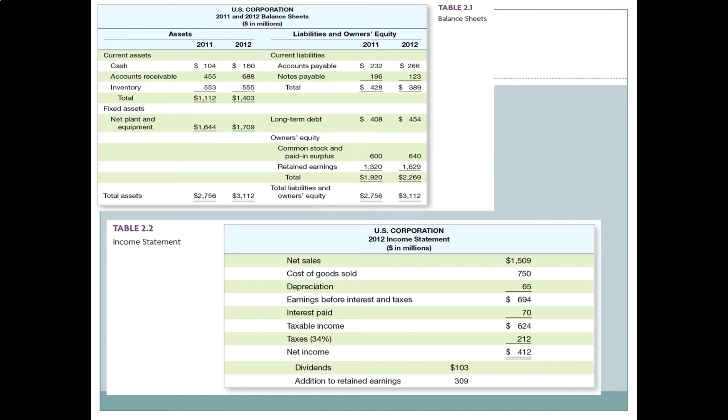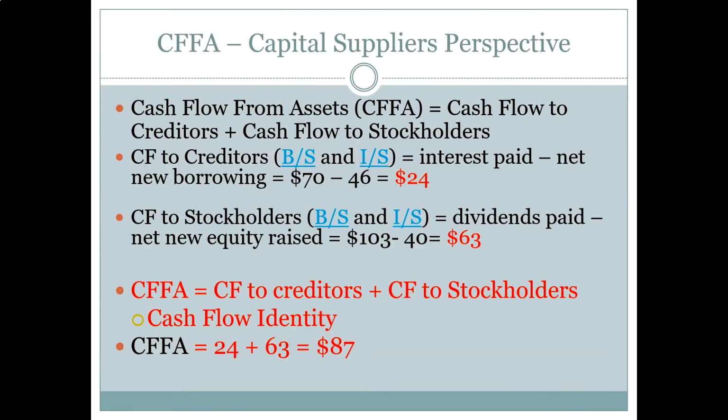So we raised 40 million from selling new shares, but we paid out 103 million to our existing shareholders in the form of dividends. And we can see that 103 million in dividends minus 40 million in new equity means that we paid out a total of 63 million to our equity holders. That means that the cash flow from assets, from the capital supplier's perspective, if we add those two things up, cash flow to creditors is 24 million, cash flow to equity holders is 63 million. We add those two things together, we get 87 million.